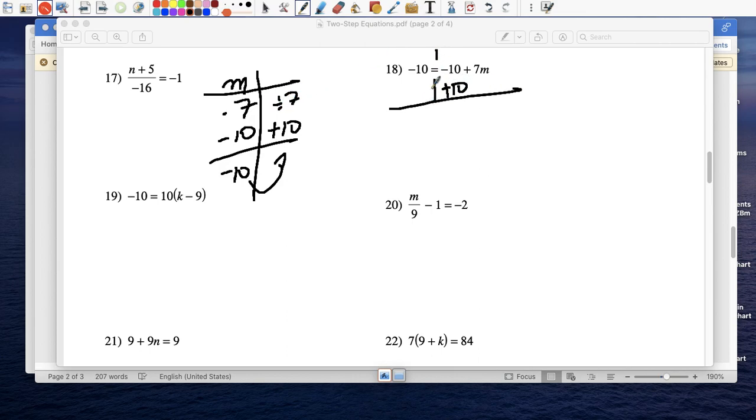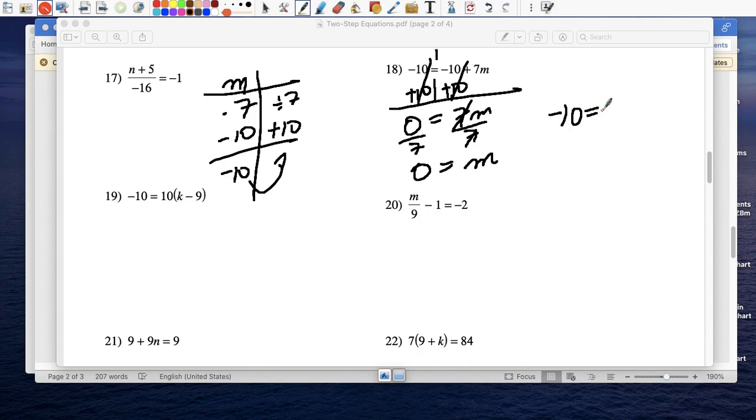Plus 10 on this side, plus 10 on this side. So we got 7m, because these two go away. These two do also go away, but you can't just leave it blank. You actually have to write 0. Next thing is divide this by 7 and divide this by 7. Well, that isolates my variable. I'm left with m, and 0 divided by 7, or 0 divided by any number is going to be 0. Well, let's see if that works.